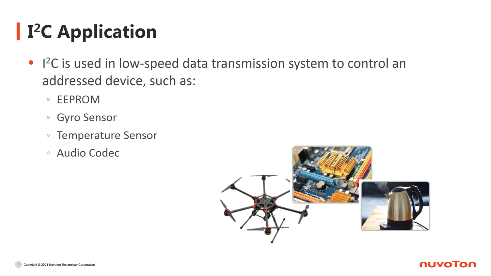The application of I2C is usually for low-speed data transmission. The devices I2C could control are addressed devices. For example, EEPROM, gyro sensor, temperature sensor, or audio codec.